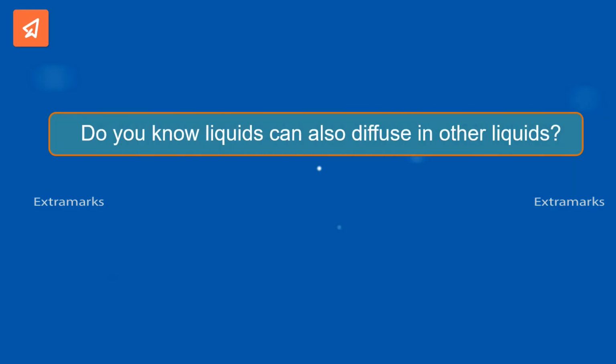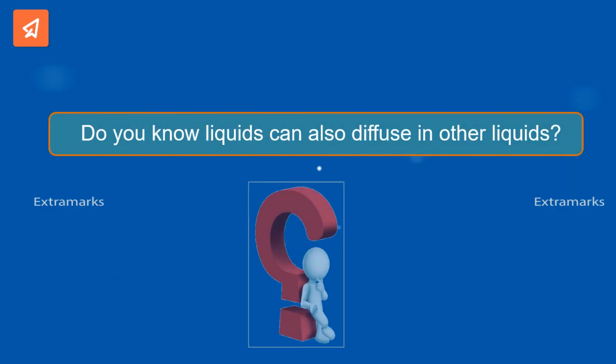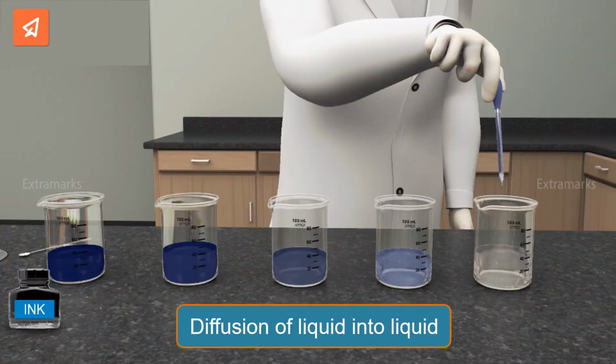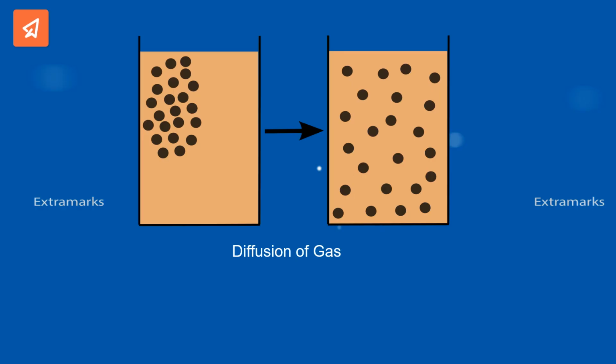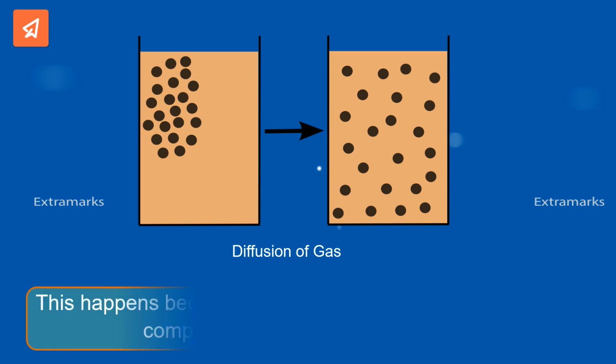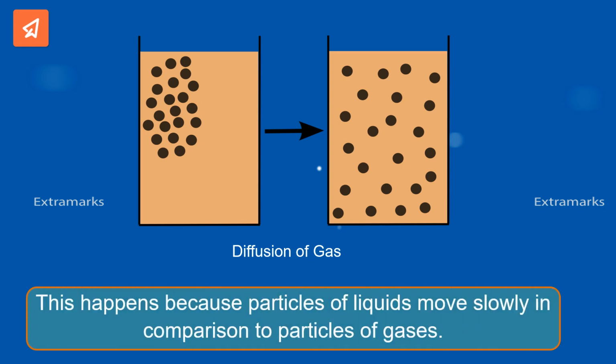Do you know that liquids can also diffuse in other liquids? One such example of diffusion of a liquid into another liquid is that of ink solution in water. It is important to note that the rate of diffusion in liquids is slower than in gases. This happens because particles of liquids move slowly in comparison to particles of gases.